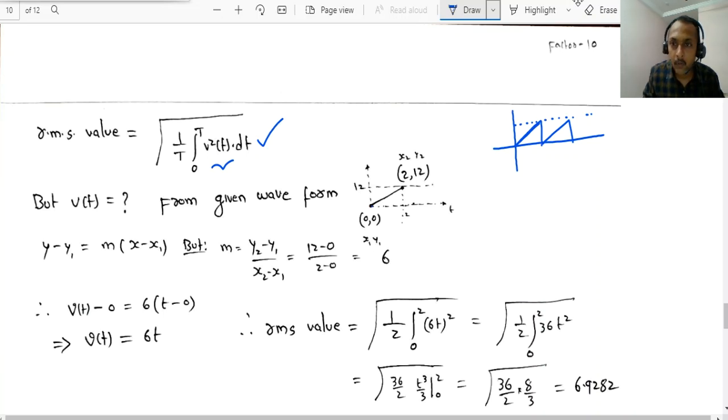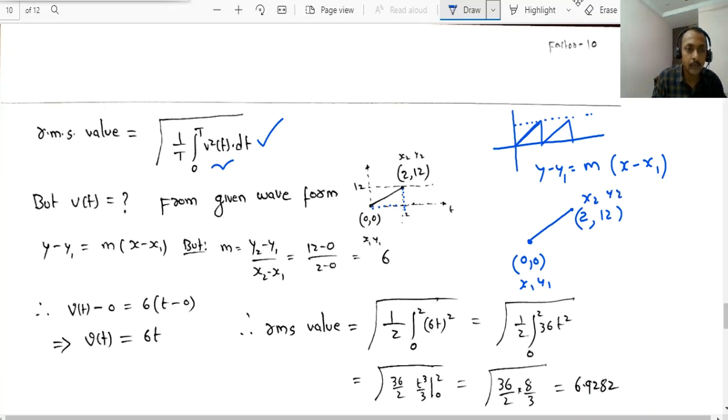What is the line equation? y minus y1 equal to slope m into x minus x1. The line is like this. This coordinate is how much, dear students? 0, 0. What about the other coordinate? On the x-axis you have time 2. What is the y-axis length? 12. So 2, 12 is your second coordinate. This represents x1, y1, and this represents x2, y2. Now simply express it in the form of a line equation.